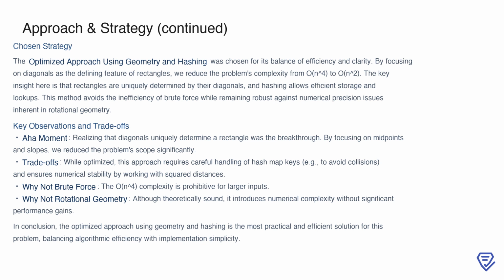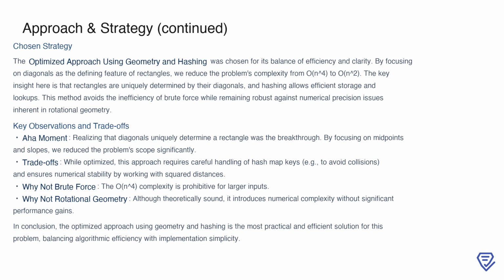By focusing on diagonals as the defining feature of rectangles, we reduced the problem's complexity from n to the power of 4 to n squared, making it computationally feasible for larger inputs. The key insight here was recognizing that rectangles are uniquely determined by their diagonals, allowing us to utilize hash maps for efficient storage and lookups. This method also avoids the numerical precision issues inherent in rotational geometry and the inefficiency of brute force.